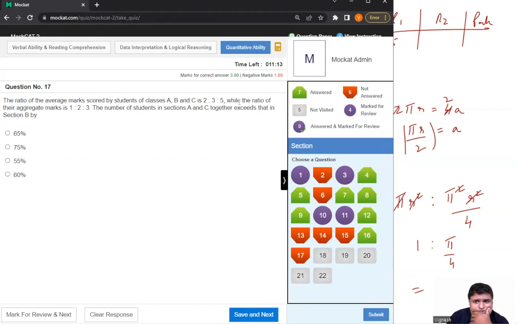Average marks 2:3:5. Ratio of aggregate marks. What is aggregate? Total. Average means total by number, the total number. Number of students is what they're asking us to compare. Do you want to do it or not?